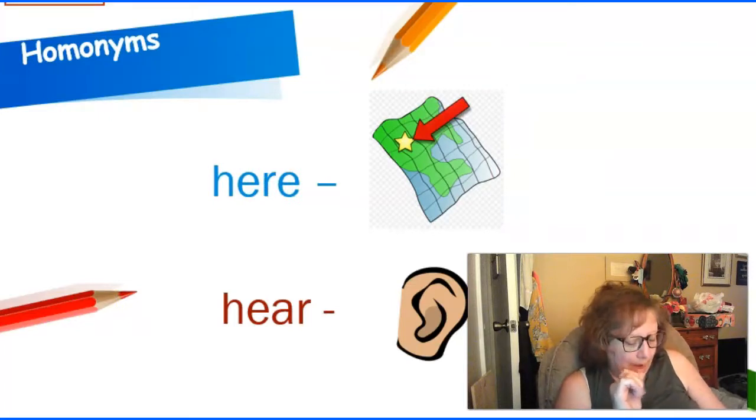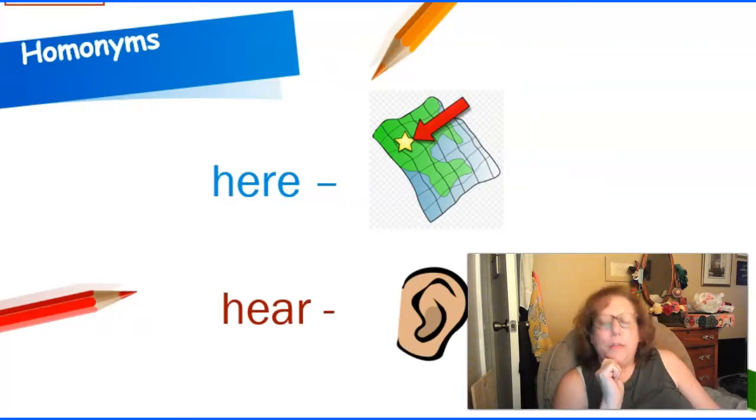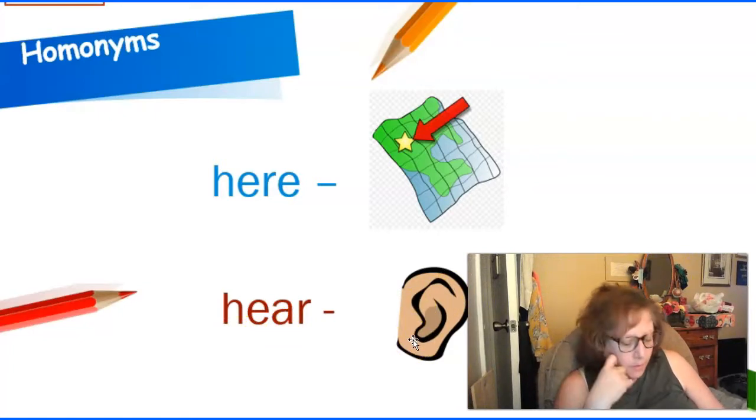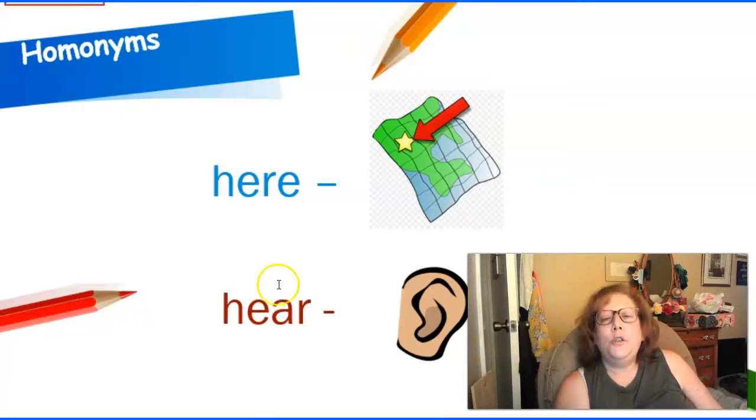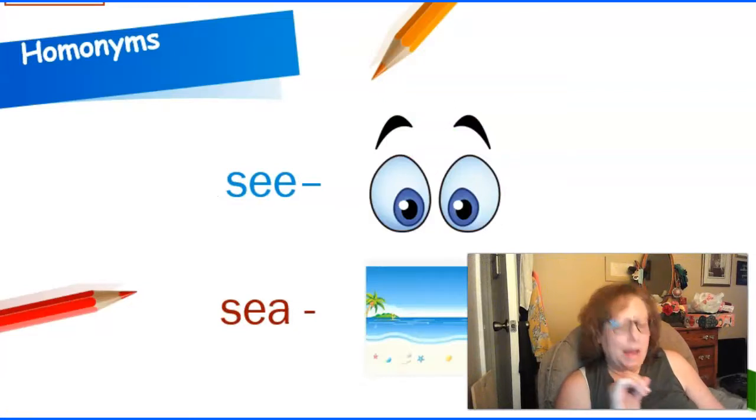Next, I want to hear this song. Now, there's two different kinds of hear, H-E-R-E, and so if I point to a place on the map, I would say you are here. But if I spell H-E-A-R, that means I'm going to listen with my ear. I want to hear something. So which one do you need to choose for I want to hear this song? If you chose H-E-A-R, you were right. So circle that.